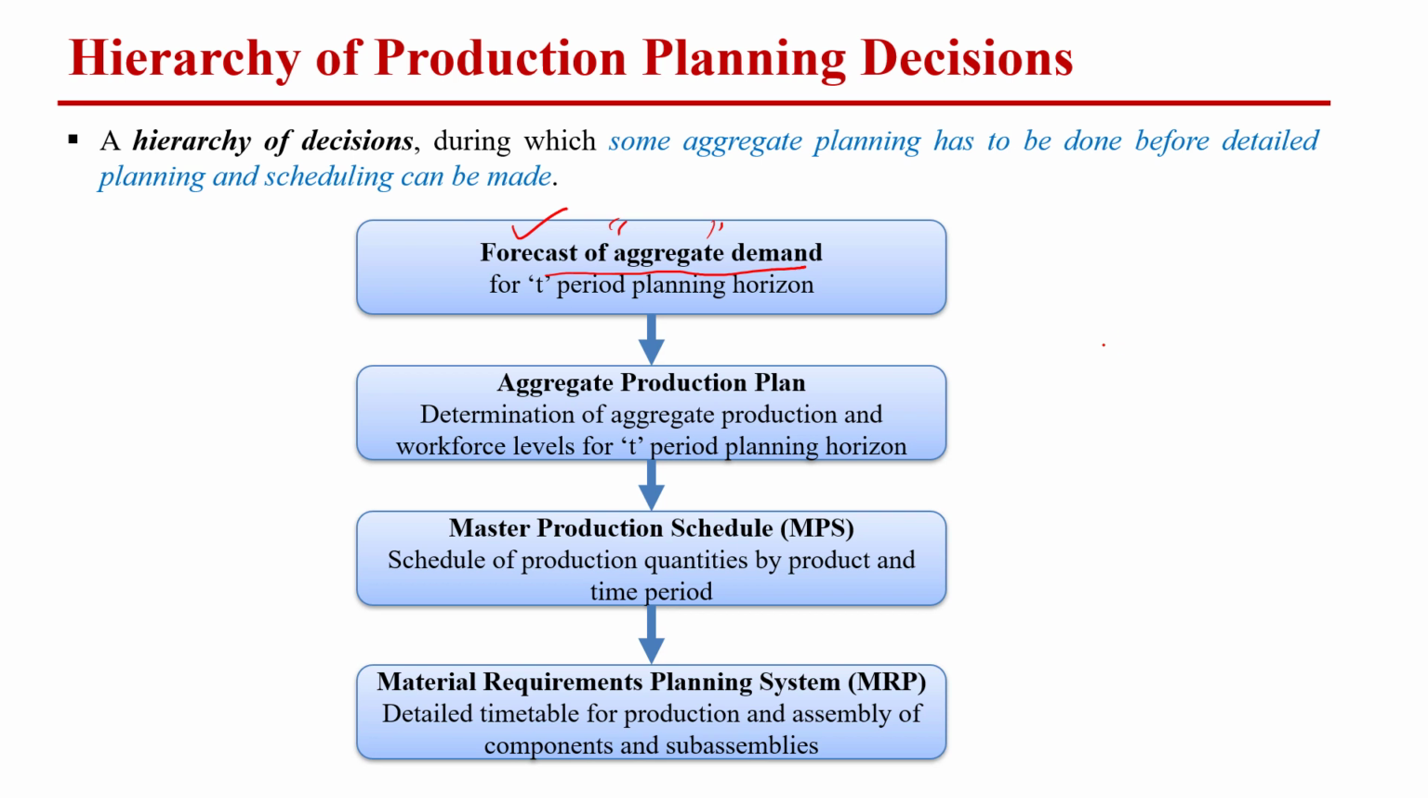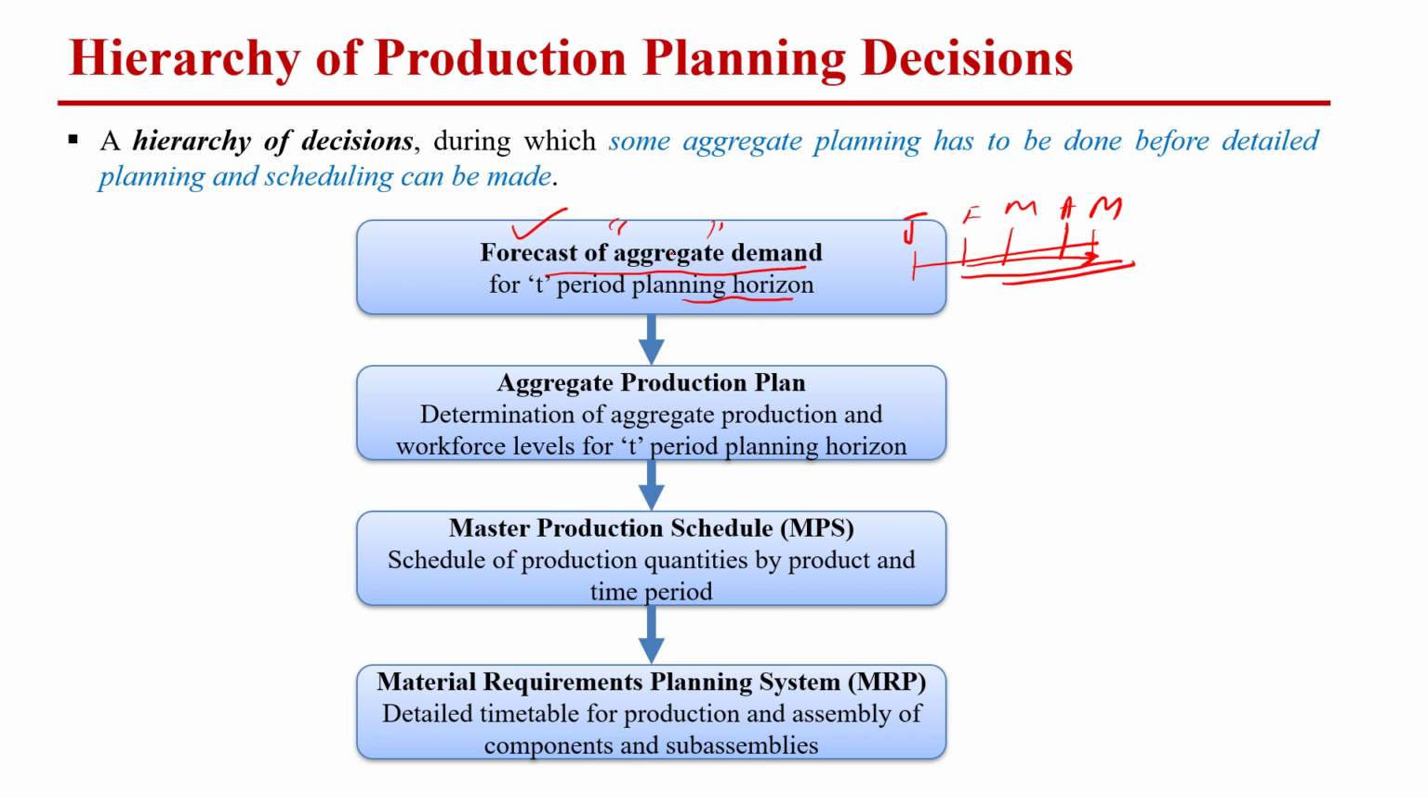So this horizon is basically called the planning horizon. Like, if I am saying right now it's the month of January, and I want to develop the aggregate plan for the next 4 months, I am talking about February, March, April, and May. Okay, so these 4 months are the planning horizon.